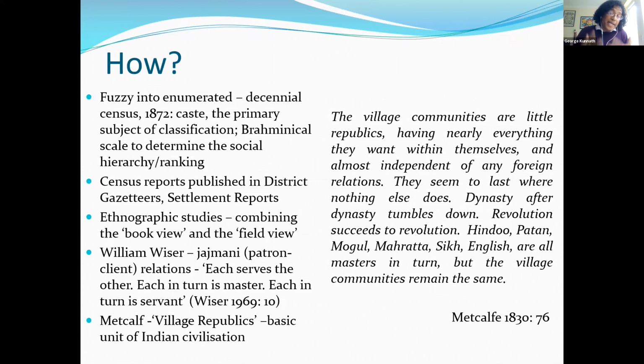Now, if Brahmanical norms are the only criteria for upward mobility, we can imagine the kind of craze it would create to show that they are upper castes. So caste identity becomes entrenched in the process of enumeration. Then what did the census reports do? Census reports were published in gazetteers, and they were also in settlement reports. Ethnographic studies further contributed to it, combining the book view.